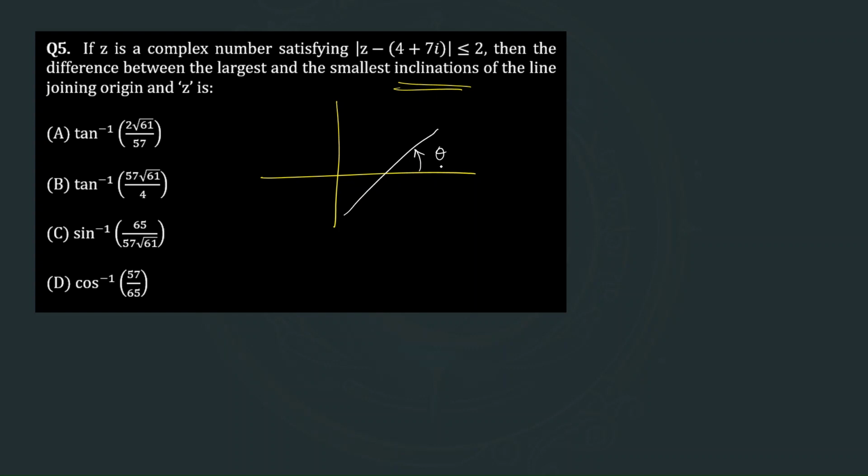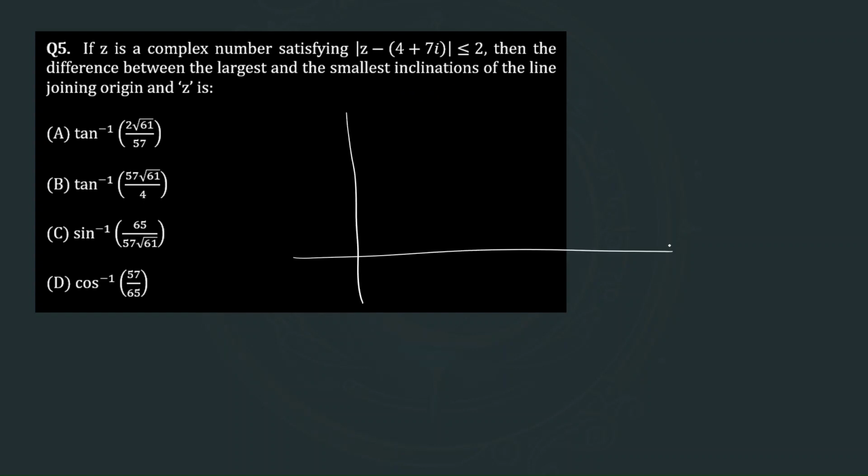And gradient is basically the tangent of the angle of inclination. So we have to calculate the difference between the largest and the smallest inclinations. Okay, so let us draw the diagram first. Now we know that this locus is basically a circle in the complex plane. So let us say this is our coordinate axis and this is the point 4 comma 7. Now it is a circle of radius 2 units, so this will be like this, and here is the origin, which is 0 comma 0.